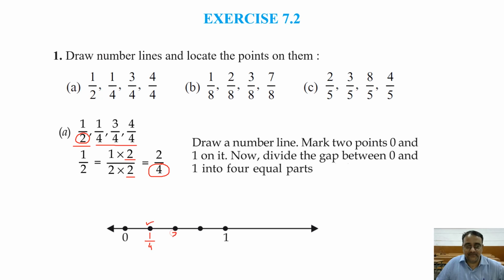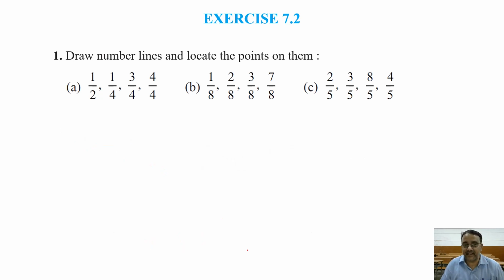And this is 2 by 4. This is 2 by 4 means 1 by 2 only. And this is 3 by 4. And 4 by 4 is nothing but this is equals to 1. So in this way you have to represent. So this is the first question. Now we are moving toward first question, second bit.